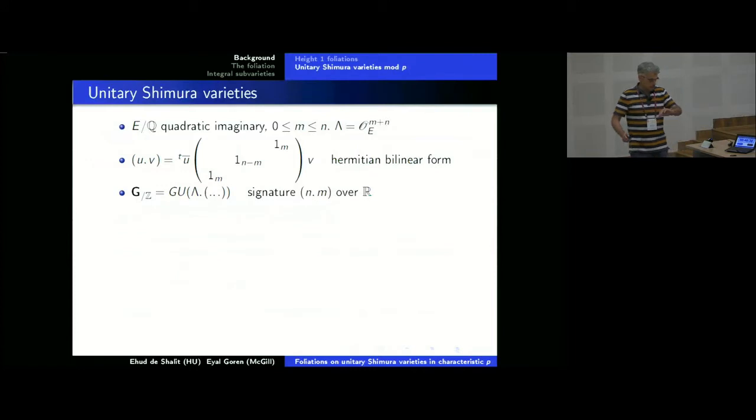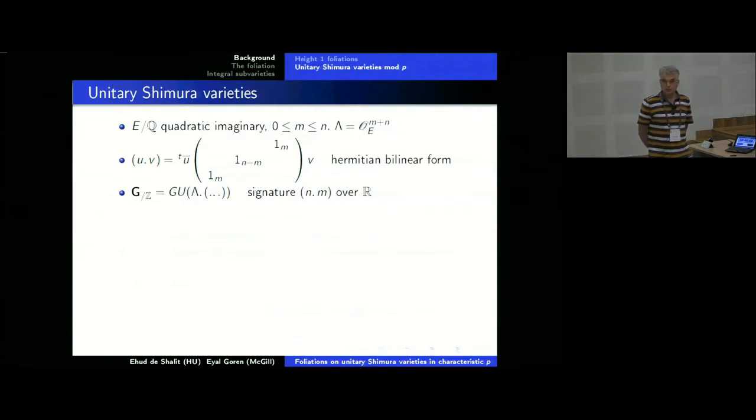So this was a little chapter in algebraic geometry in characteristic p, and let's go now to the subject, which is unitary Shimura varieties. I only consider unitary Shimura varieties with respect to quadratic imaginary fields, although in principle with a lot more notation, maybe we could do it. We didn't do it for general CM fields.